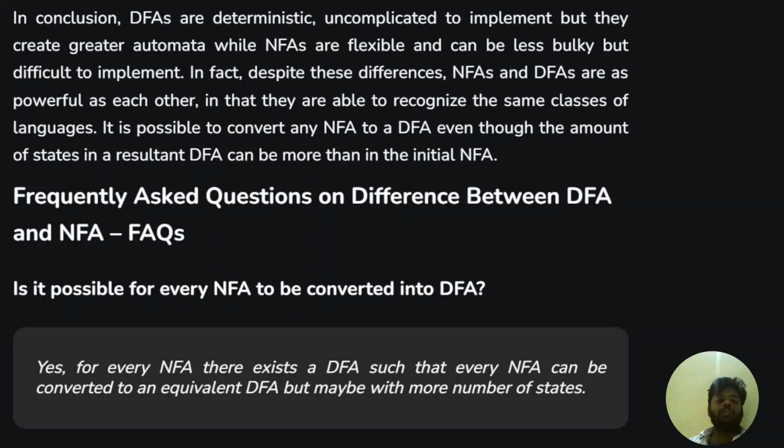Conclusion. In conclusion, DFAs are deterministic and uncomplicated to implement, but they create greater automata, while NFAs are flexible and can be less bulky but difficult to implement. In fact, despite these differences, NFAs and DFAs are as powerful as each other in that they are able to recognize the same class of languages. It is possible to convert any NFA to DFA even though the number of states in a resultant DFA can be more than in its initial NFA.